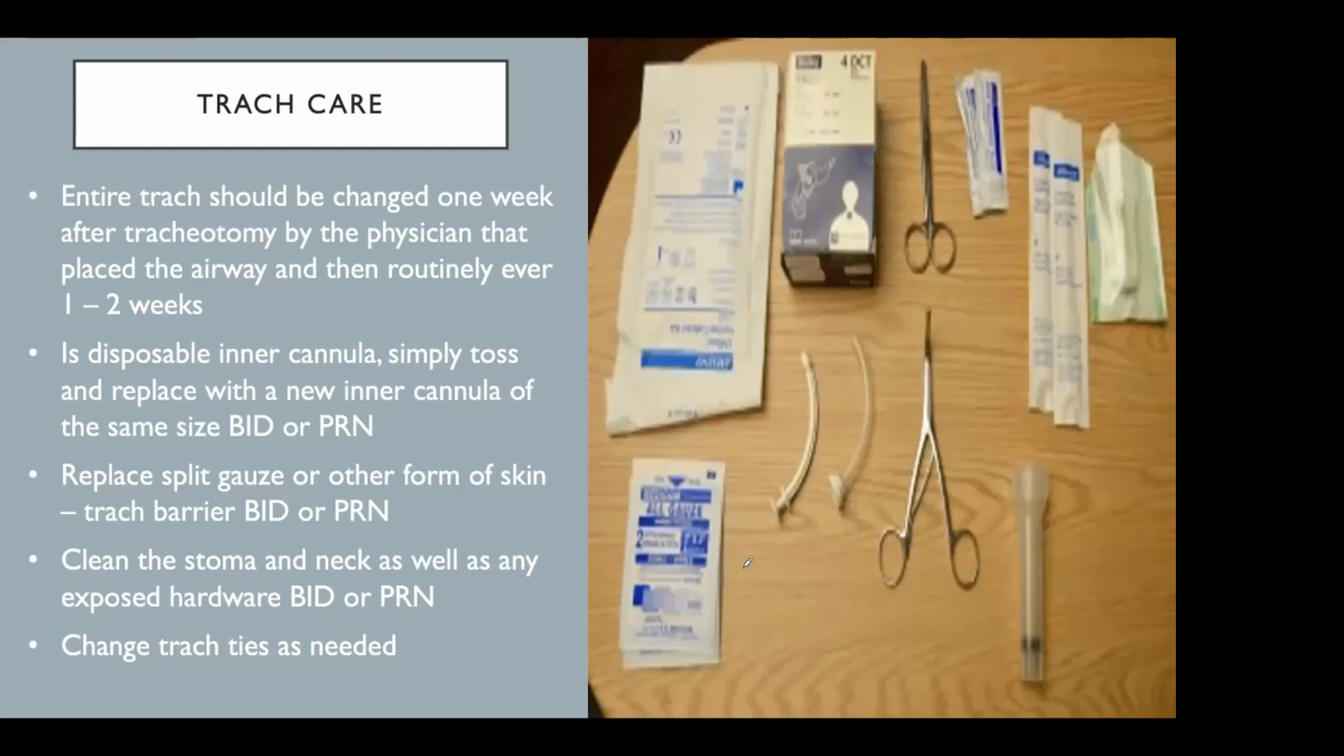But if we have a disposable inner cannula, simply toss it out and replace it with a new one. You want to do that minimum twice a shift. Sometimes you'll do it 4, 5, 6 times a shift. With these new trachs, the number one thing I always tell my students about this portion is you never throw that inner cannula away until you know you have the right size, the right type, and it's going to fit.